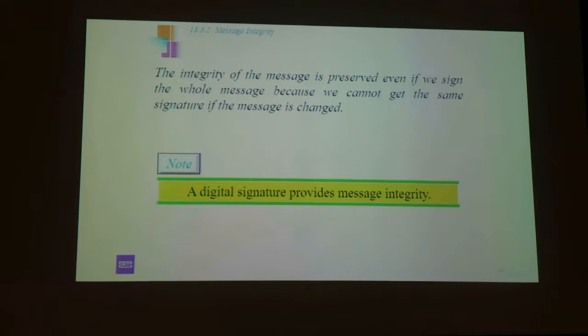Now, the integrity of the message. The integrity of the message is preserved even if we sign the whole message, because we cannot get the same signature if the message is changed. Any change in the message, you will not get the same signature. So definitely with the signature you maintain the integrity of the message.